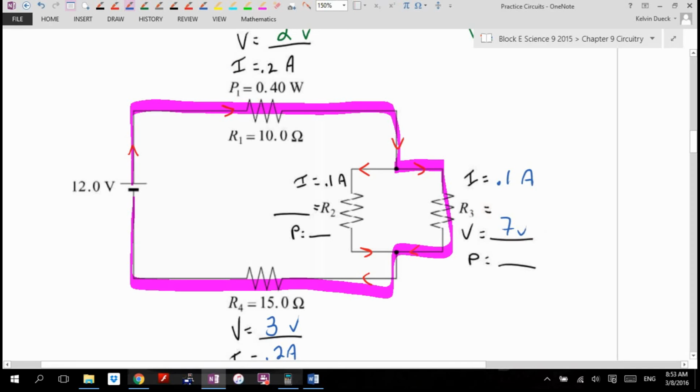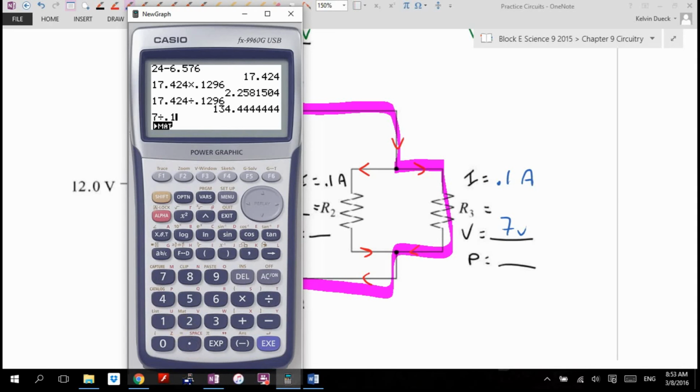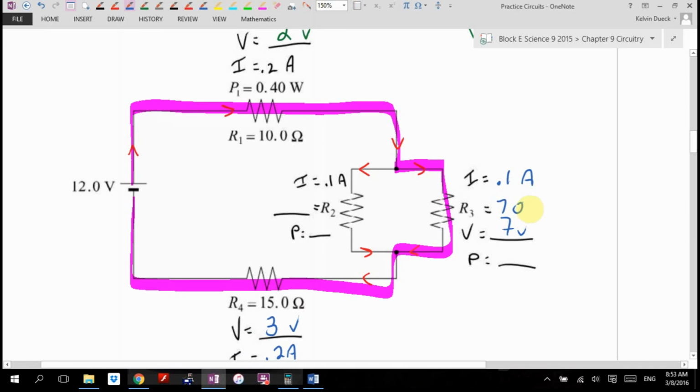Hey, do I know two things? Now I can find all 4 of them. R equals V over I. R is going to be 7 divided by 0.1, which should be 70. Yay. Power equals V times I, which is 0.7 watts.